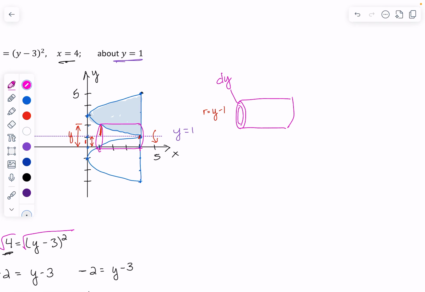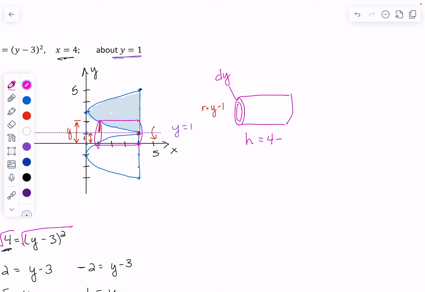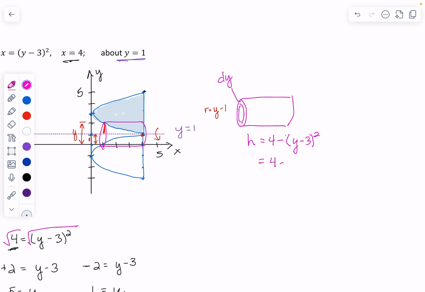All right, let's take a look at our height. Our height is just going to be from here to here, okay? So I'm going to go bigger, my rightmost minus my leftmost. So I'm going to start here with this line. This is x equals 4, so I'm going to say 4 minus, this curve right here is my y minus 3 squared. Right? So if I clean that up a little bit, I'm going to get 4 minus, I'm going to FOIL this, y squared minus 6y plus 9. Let's clean it up even more.